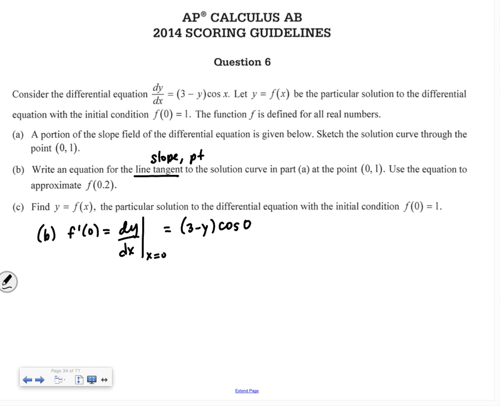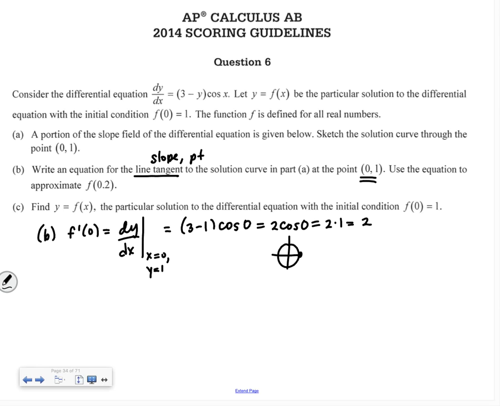So we're close, but we don't have the y value. Well, what is the y value? It's at that point 0, 1. So I'm going to write x equals 0 and y equals 1, and I'm going to replace that minus y with minus 1. So I end up getting 2 times whatever cosine of 0 is. On our unit circle, cosine of 0 goes out 1 unit, so I'm going to have 2 times 1. So your answer is 2.